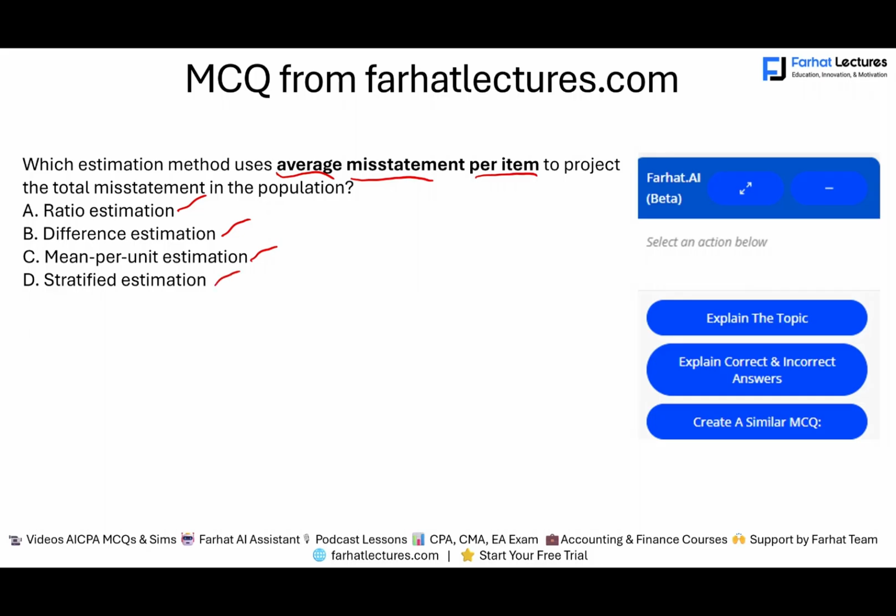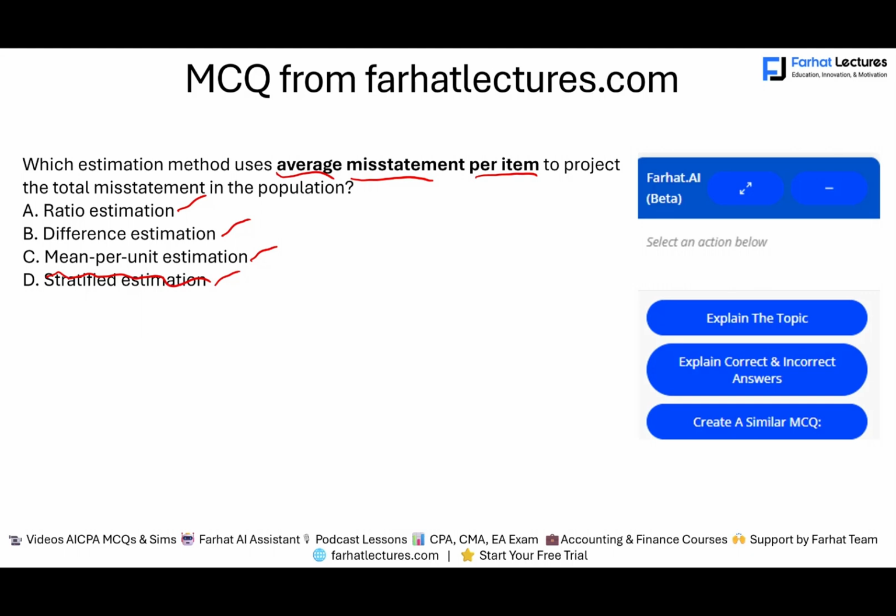Well, the best thing to do when you have a multiple choice is eliminate the easy answers. I hope you know that for stratified estimation, there's no such thing. Therefore, we can take D out. The other three estimations are ratio, difference, and mean per unit estimation. Well, at least we eliminated one answer choice immediately.